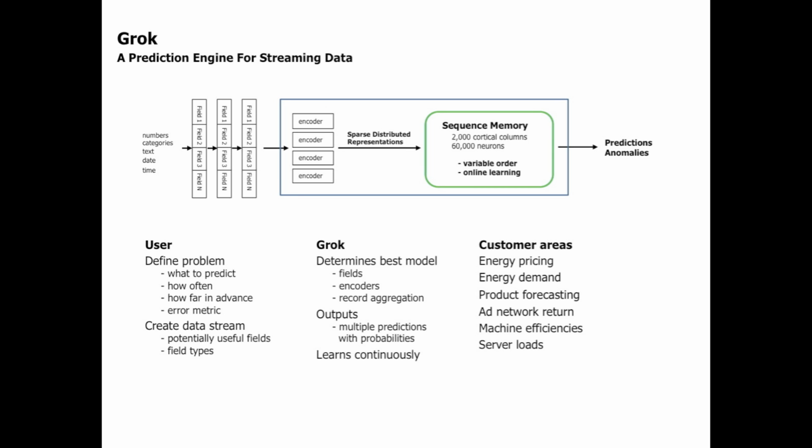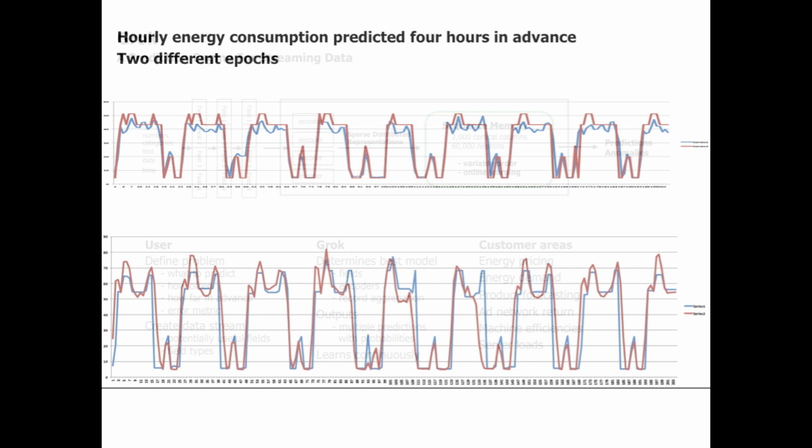I thought I would show you a few examples to give you a sense for what it's like to look at Grok. Here is essentially a diagram showing the actual and a predicted value. This is the energy consumed in a building, and the red line is the prediction, and the blue line is the actual.